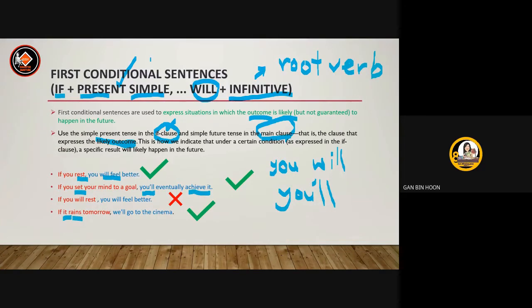For the first conditional sentences, which is sesuatu yang kemungkinan berlaku, dia bukan fakta. Fakta must use present. So if kemungkinan berlaku, you must put if plus the present simple tense, and then the second sentence must have will and the original root verb. Okay, example. So good just now.